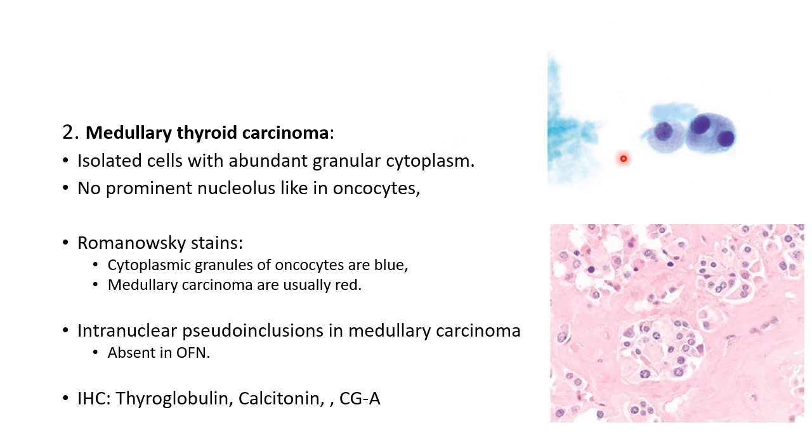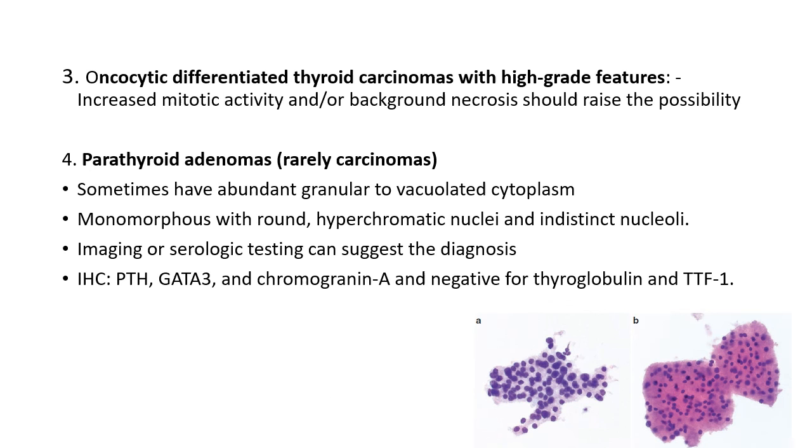Another differential diagnosis for oncocytic follicular neoplasms is medullary thyroid carcinoma. Medullary thyroid carcinomas can present as isolated cells with abundant granular cytoplasm. No prominent nucleolus is seen in these cases, like in oncocytes. On Romanowsky stains, the cytoplasmic granules of oncocytes are blue, whereas in medullary carcinoma, the granules will be reddish. Intranuclear pseudo-inclusions can be seen in medullary carcinoma, which are absent in oncocytic follicular neoplasms. And on IHC, thyroglobulin, calcitonin and chromogranin A will be positive in case of medullary carcinoma.